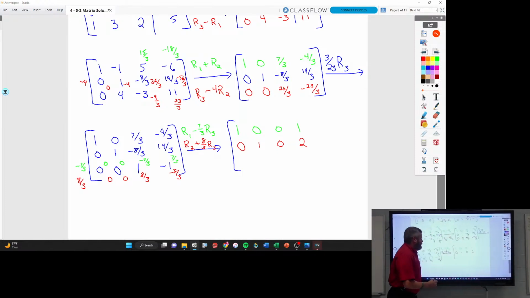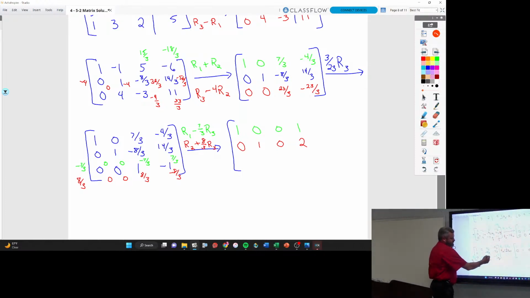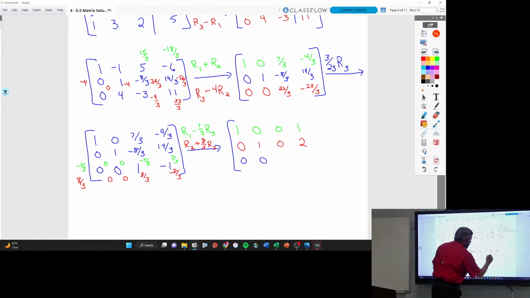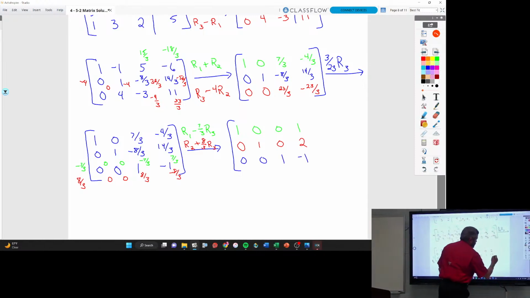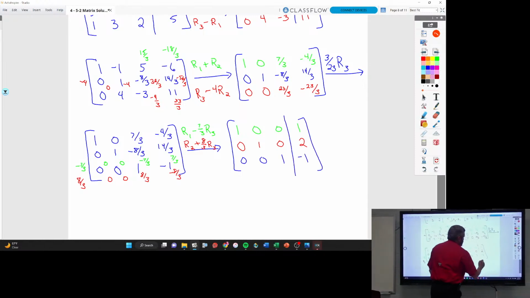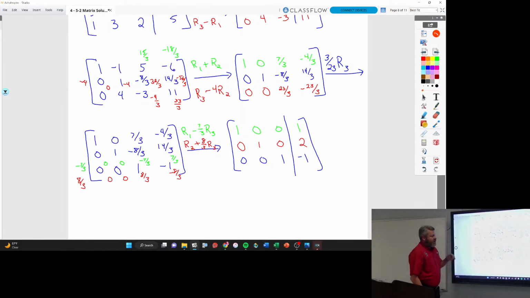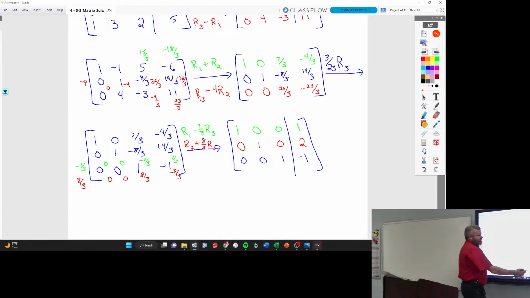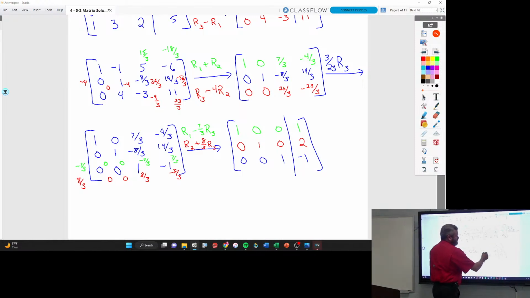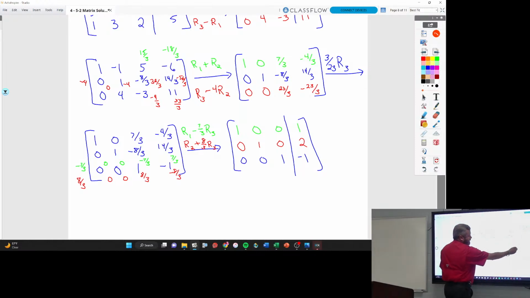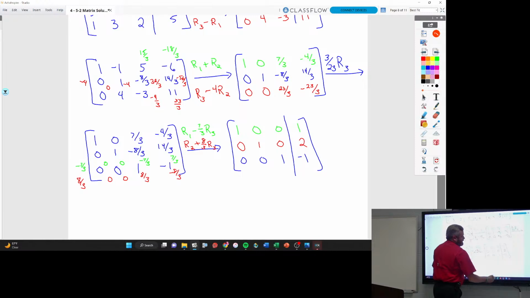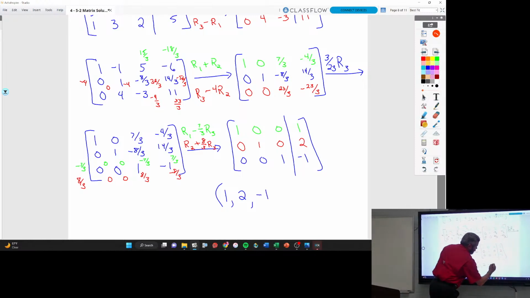And I did not do anything to row 3. So I'm going to write down my original blue row 3 here, move it forward. I have a 0, 0, 1, negative 1. Make that my augmented matrix. I have a diagonal of 1s on the left side with everything else being 0. And on the right side, I have my answers, x, y, and z in order. So x is 1, y is 2, z is negative 1.